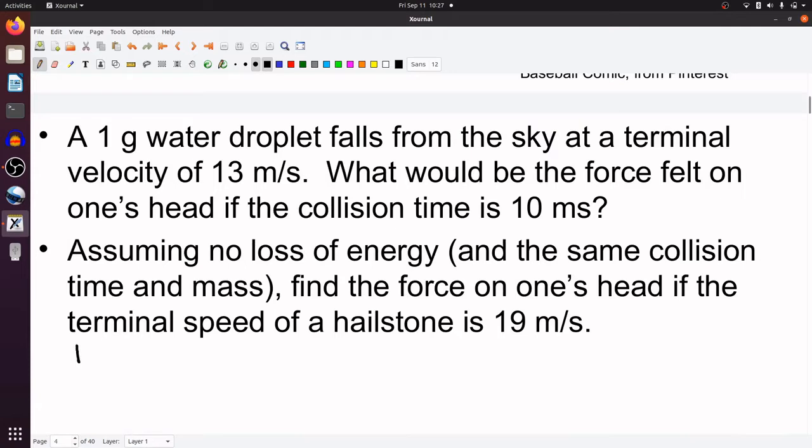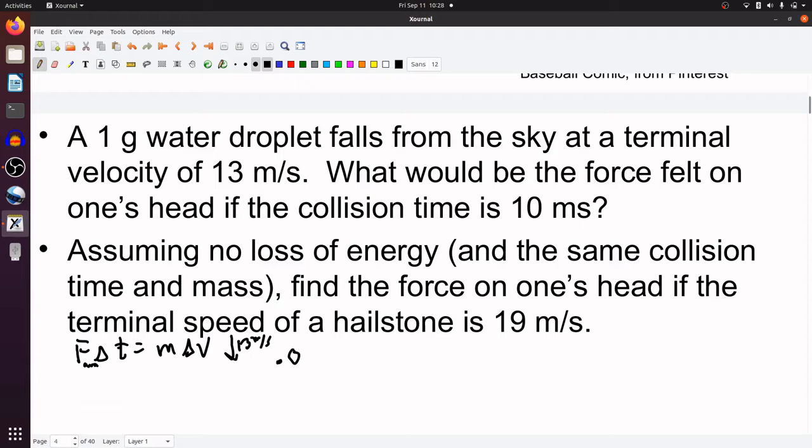All right, so we have, just going to write it as F average delta T is equal to M delta V. And we know the mass of the droplet. We need to figure out the change in velocity. So let me write this out a little bit. So basically, a raindrop is going to stop on impact, right? So it's going to go down at 13 and then be stationary at 0 because raindrops literally just stop on your head.